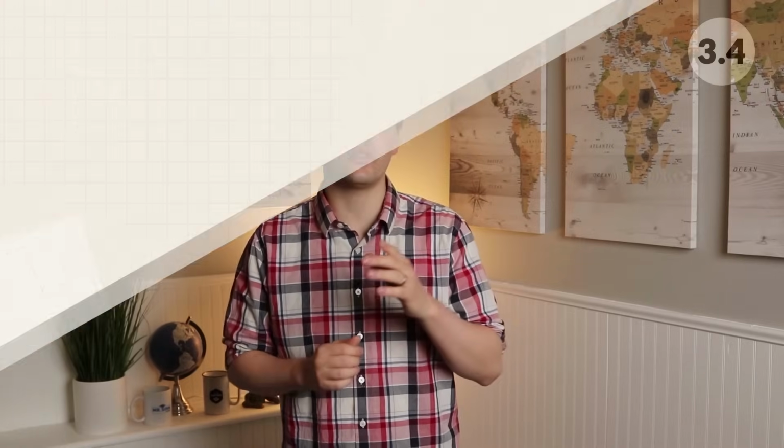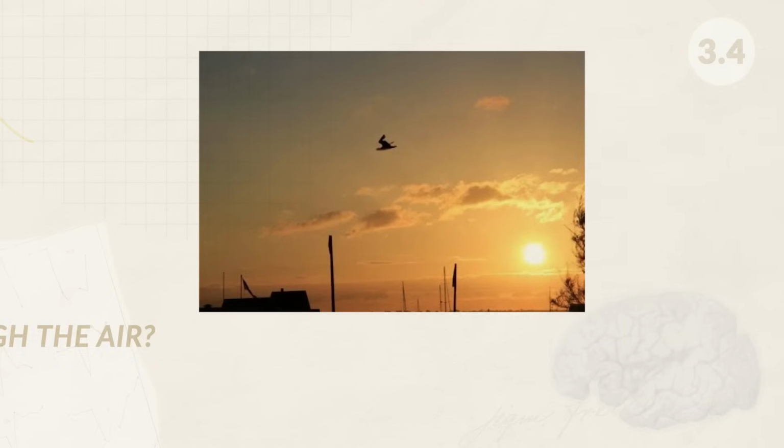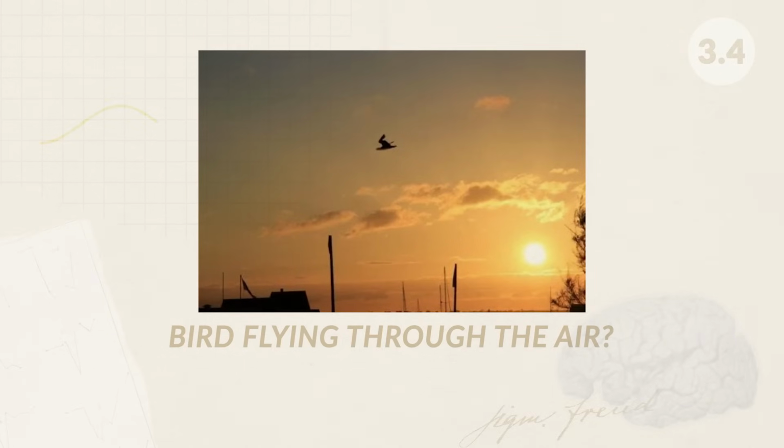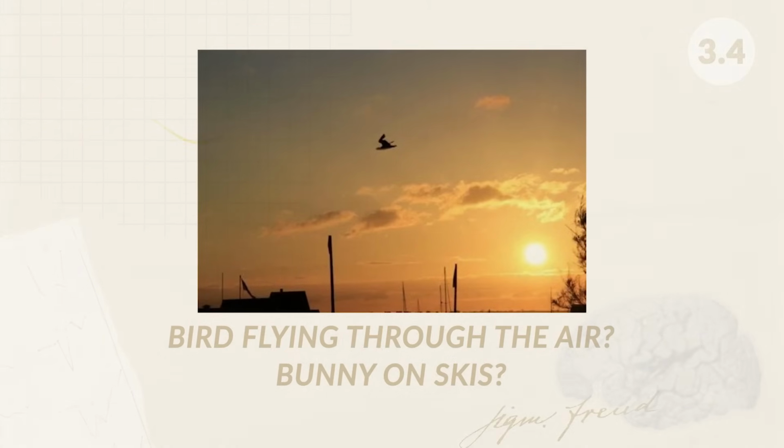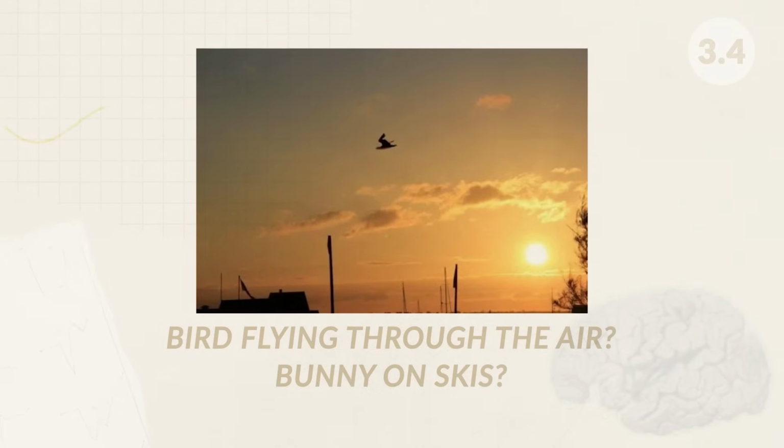When we use top-down processing, we use our prior knowledge to evaluate the new information or situation. This can lead us to have skewed perception, since our top-down processing can influence our perception. For example, what do you see in this picture? Do you see a bird flying through the air? Or do you see a bunny on skis? Did the image change as I asked these questions? I gave you more information that could have influenced your processing.